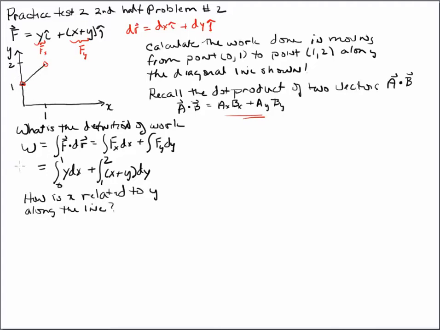How is x related to y along the line? Well, it's just a straight line. We see that as x goes from 0 to 1, y goes from 1 to 2, and we can calculate the slope is 1, and we have that the line is y equals x plus 1. Now we're going to need that a little bit later.